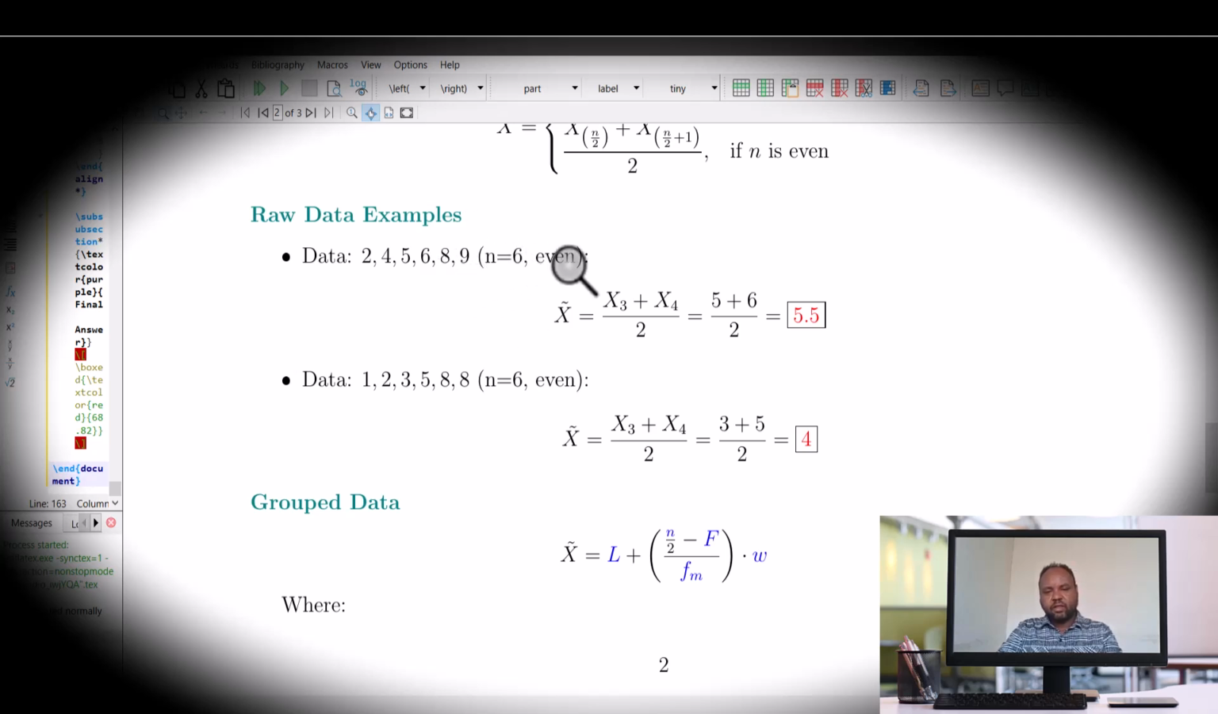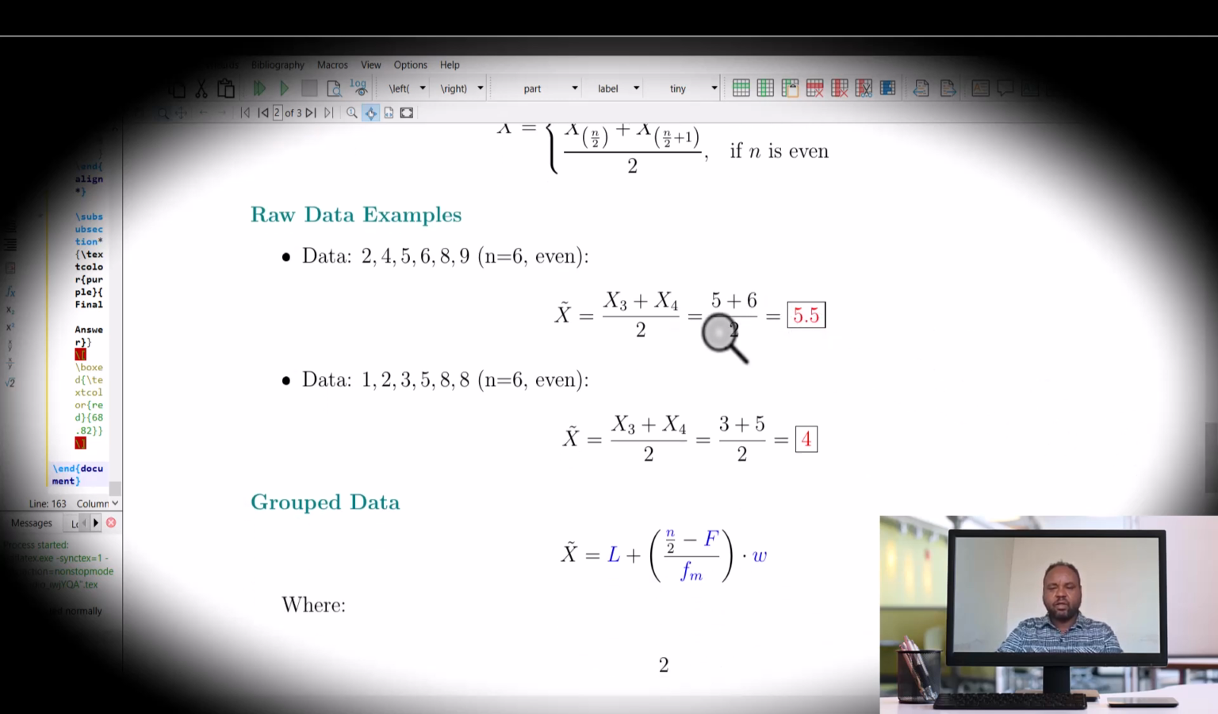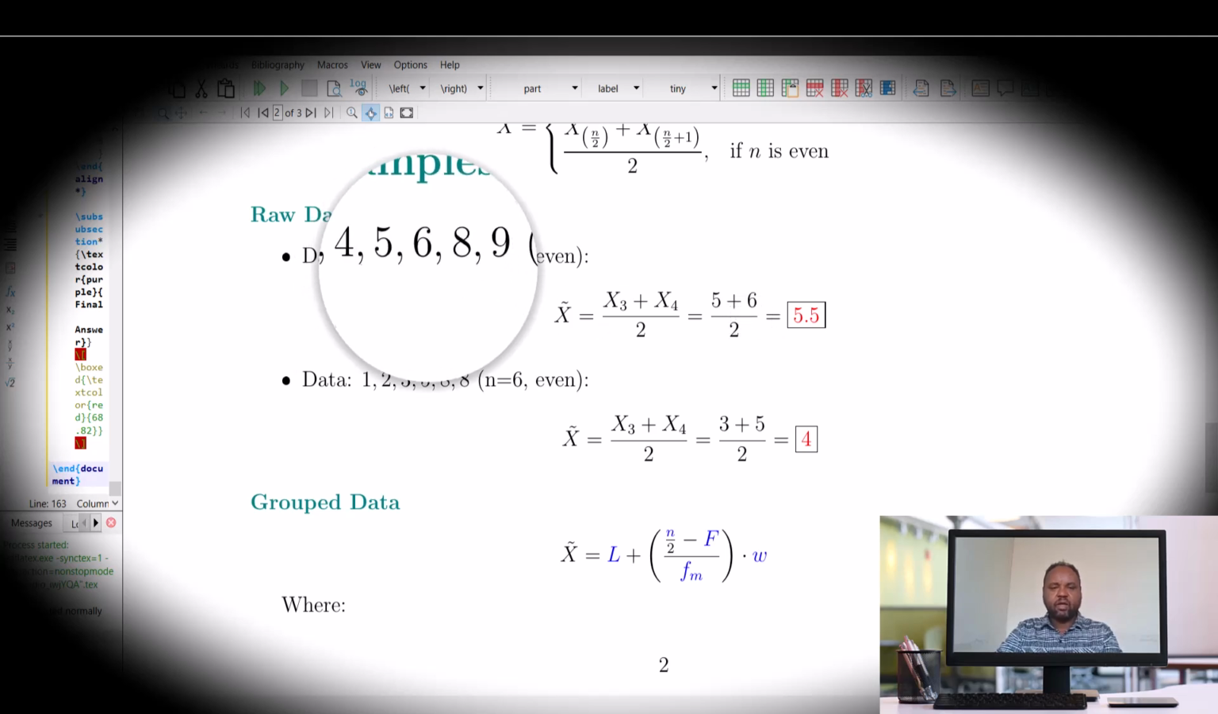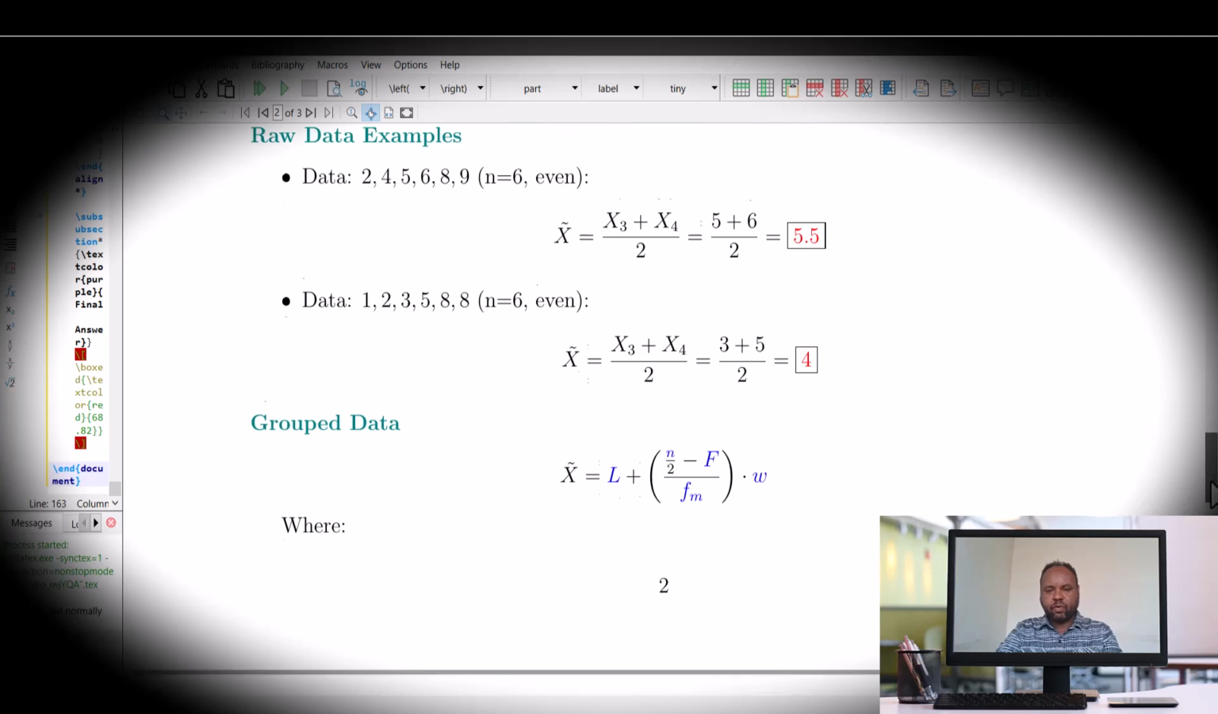Now, as n is even, we follow the second formula, meaning we take the average of the two middle values, right? That value is the median of the given data set. So 5.5 is the average of 5 and 6, right? 5 and 6 are the two middle values of this data. Then, as the median is expected to be one single unique value, we have to take the average of the two middle values where n is even, right?